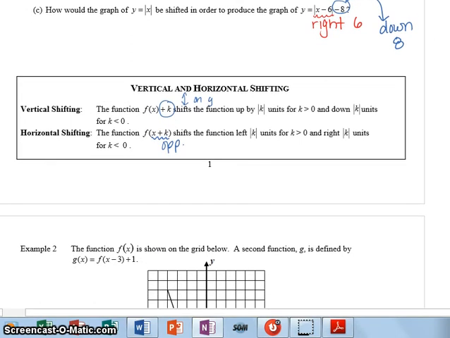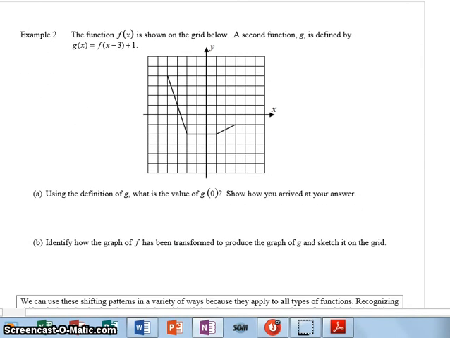Example 2. The function f of x is shown on the grid below. A second function g is defined by. Okay, so now you're going to look at this and say, what does that mean I shift? Well, the inside is opposite, so that means I'm moving right 3, up 1.